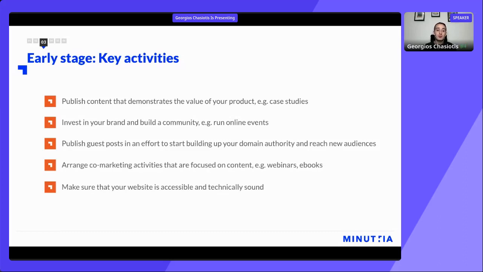Second, you have to invest in your brand and try to build, even though that's very difficult, try to build a community. For example, you can run online events such as the one that you are at right now. Okay. Third, you can try to publish guest posts in an effort to start building up your domain authority by linking back to your website, and at the same time reach new audiences.